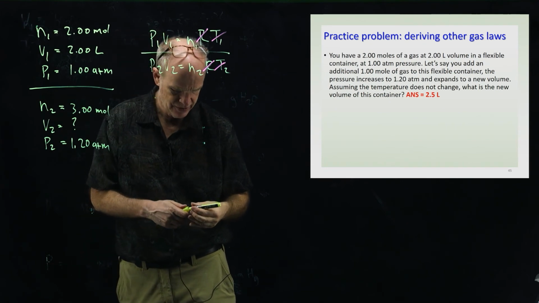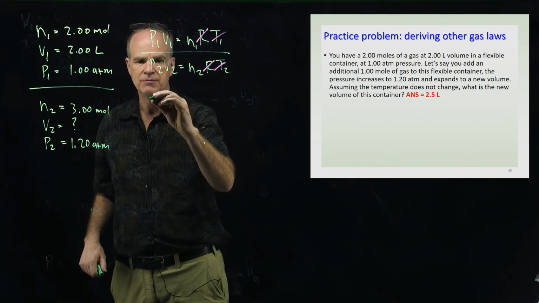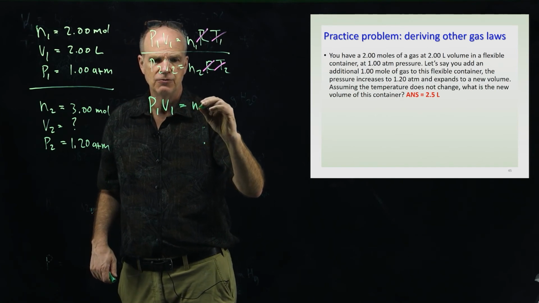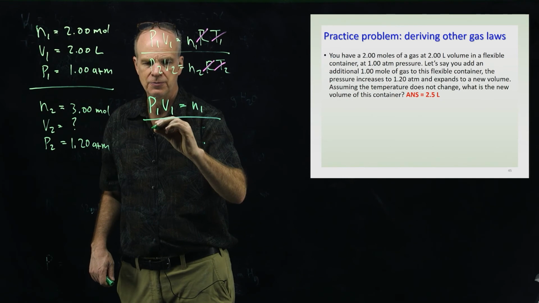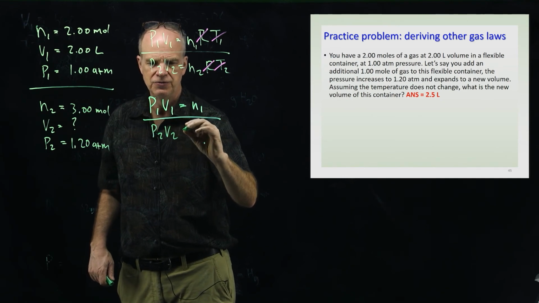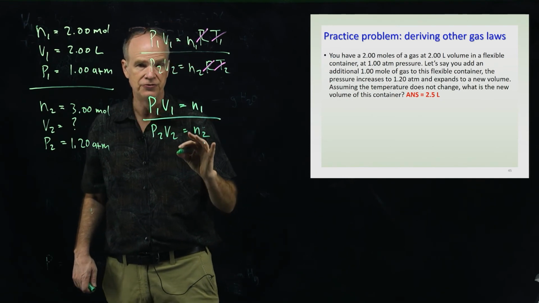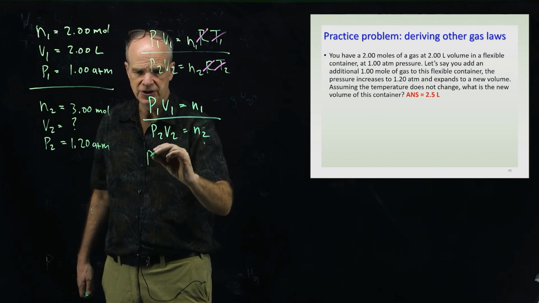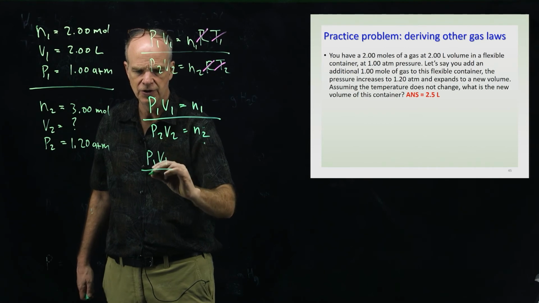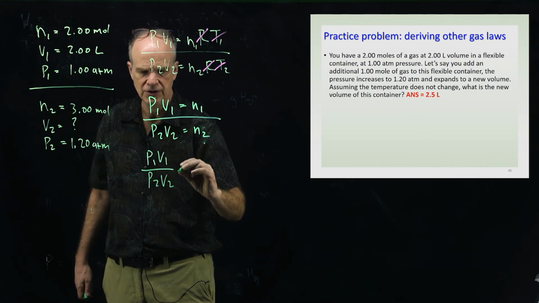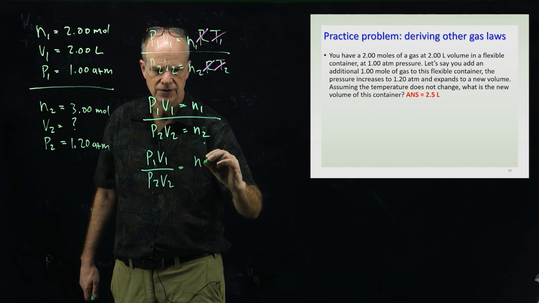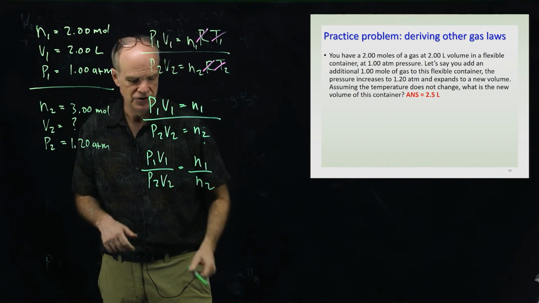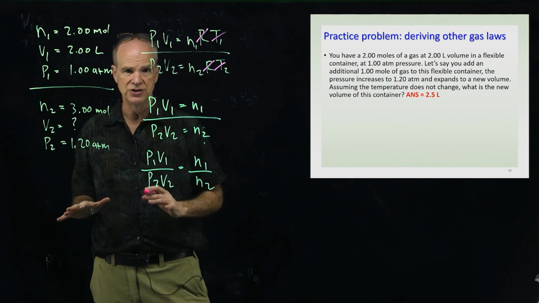So we can sort of write this now like this. Let me get a new pen. So it's going to be P1V1 over P2V2 is equal to N1 over N2. So what I can do further is break this up into two portions like this: P1V1 over P2V2 is equal to N1 over N2.